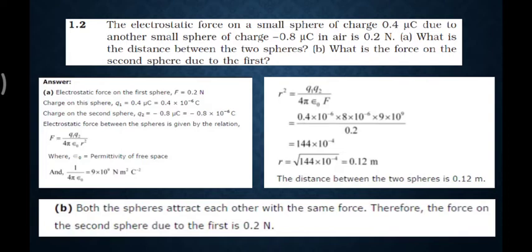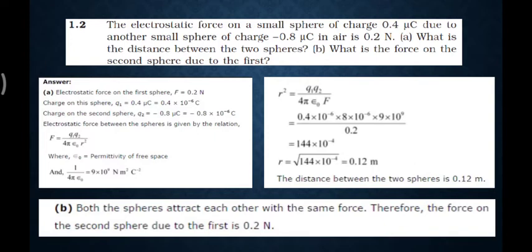Is it okay? Here you get 144 10 to the power minus 4 if you are doing it in your calculator. Then r is equal to under root of 144, under root is 12. So the answer is 12 10 to the power minus 2. How minus 2? Because minus 4 under root is also 10 to the power minus 2. Then the answer is 12 10 to the power minus 2, that will be reduced to 0.12 by shifting a point.